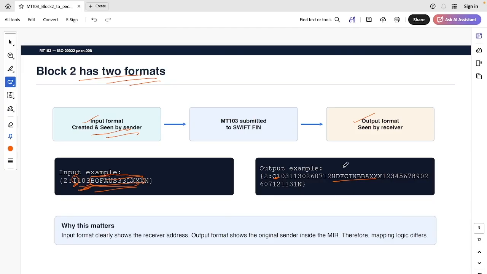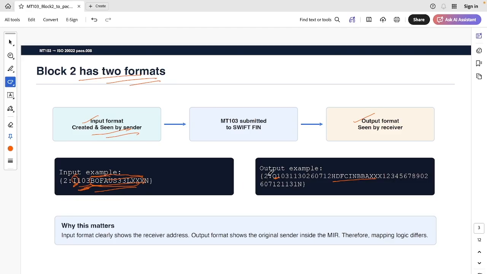The difference can be understood through a simple analogy. Imagine sending a courier package. The sender's shipping label says where the package is going to. This is very similar to the input block. Now, when the courier delivers the package, the receiving record includes where the package came from, when it entered the courier network, and when it was delivered. That is similar to the output block.